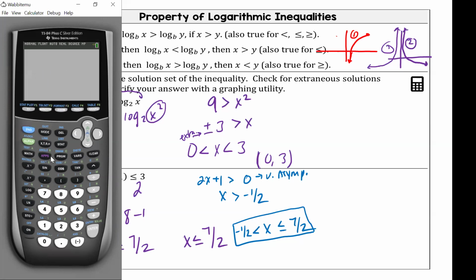You can go to table setting and you can start and decide what you're going to count by. So let's say I counted by 1/4. I'm going to go back to the table and see what happens as I'm counting by 1/4. See, at -0.25, I'm good. But what do you notice here at the 0.5? Error. Okay, all right. So keep that in mind.